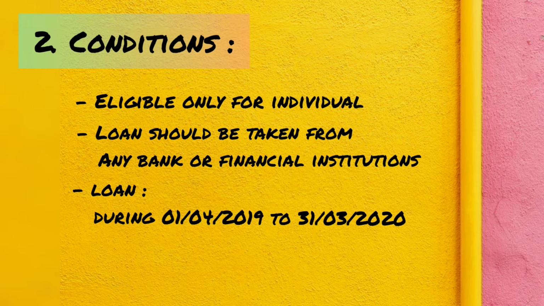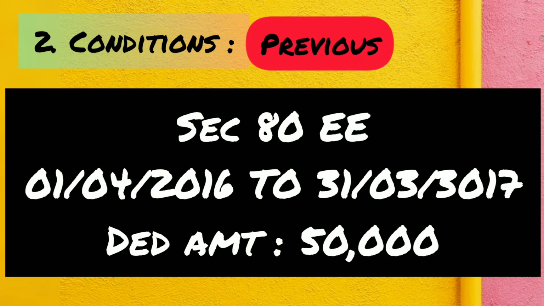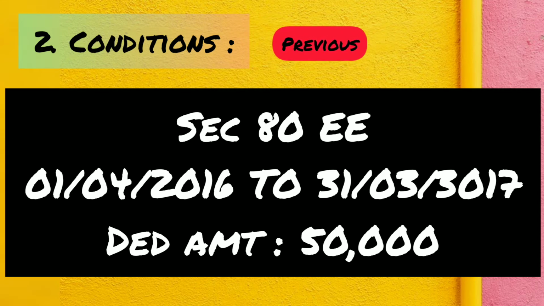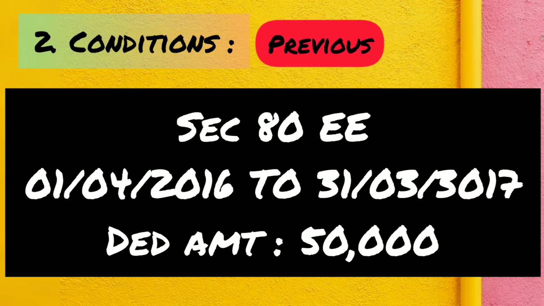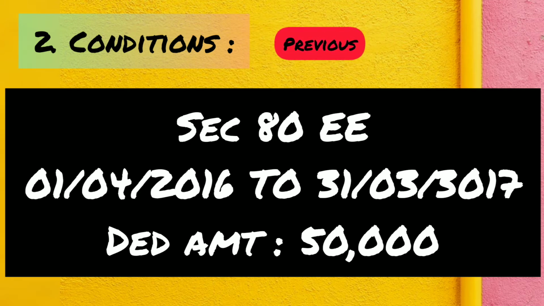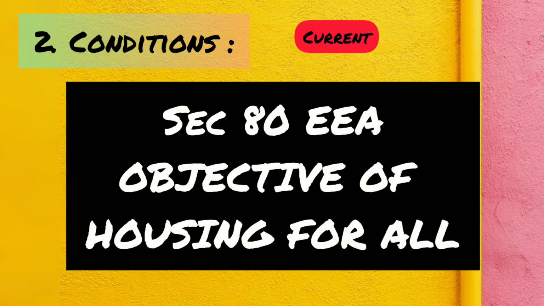31/3/2020. Why? Because we have another deduction section that is 80 EE that should be taken in between 1/4/2016 to 31/3/2017. If the loan is taken for the same purpose in this period, then the deduction amount available is 50,000. But this section is an amendment given by the government with the objective of housing for all, so that with a low cost of budget, everyone will have their own house property.